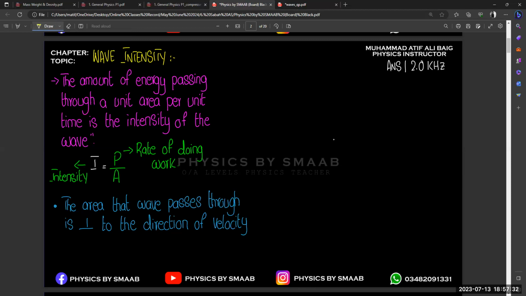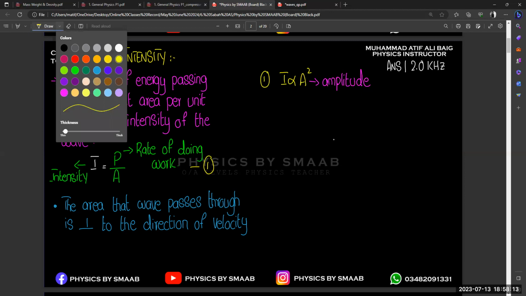And one more thing: this is our first basic equation, and two other important factors are also included for intensity. The first one is that intensity is directly proportional to the square of the amplitude. This A represents amplitude. If you want to increase the intensity, your amplitude will also increase. Both are directly proportional, but more specifically, intensity is proportional to the square of the amplitude.